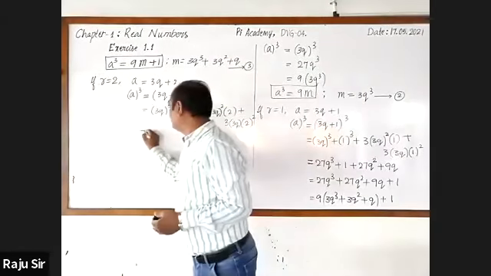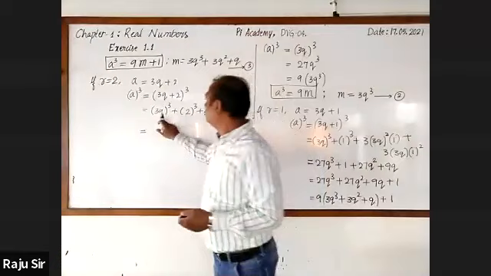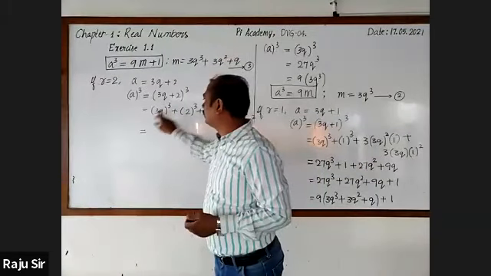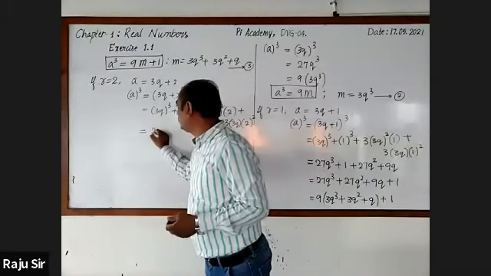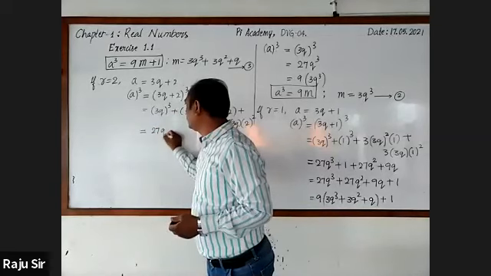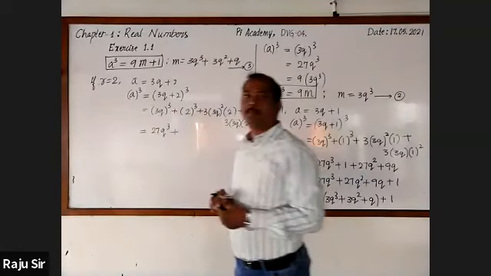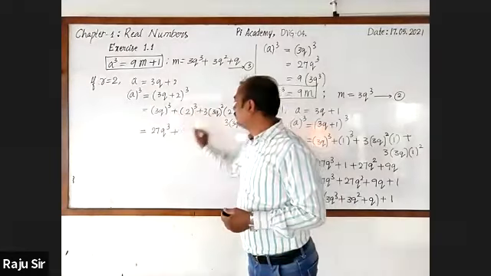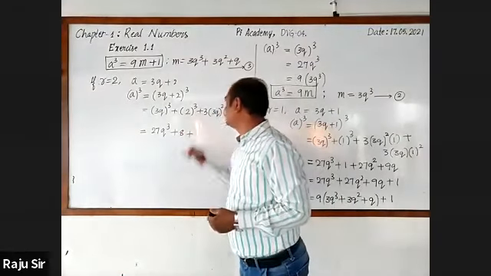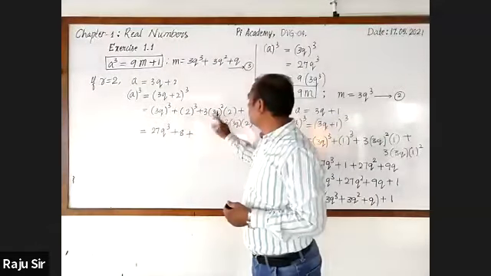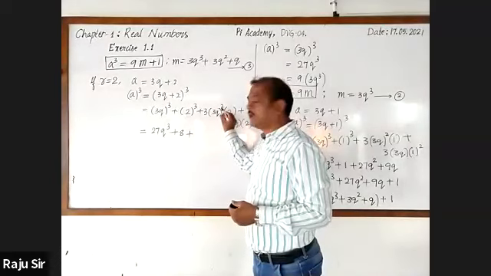Now simplify. It is equal to 3q whole cube. 3 cube is 27. q raised to the power 3 plus 2 cube is 8 plus. Now apply square to 3. 3 square is 9.